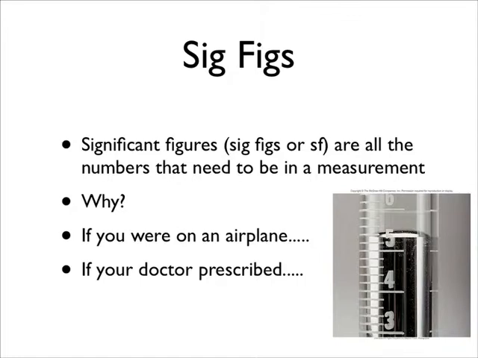Or if your doctor prescribed medication, and let's say it was per kilogram body weight, so let's say 5 milligrams per kilogram body weight, if they didn't measure your body weight very accurately or very precisely, then you could get the wrong medication dosage, which could be potentially fatal. So significant figures are very, very important. Those are just two generalized ideas.